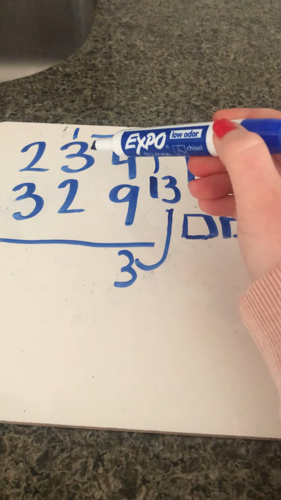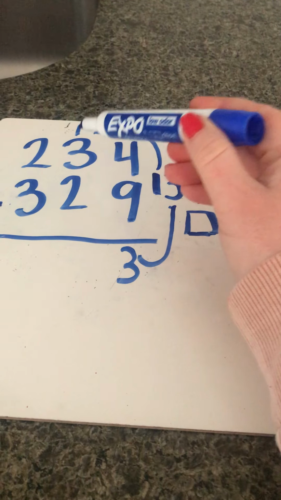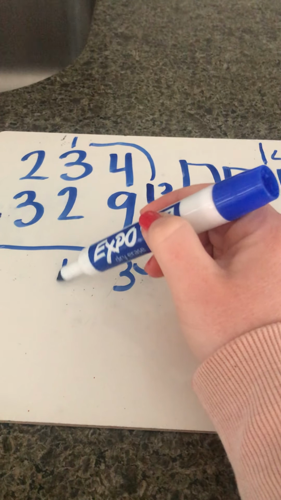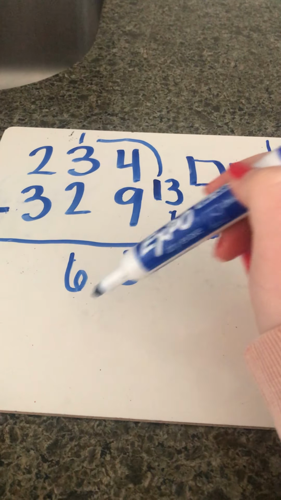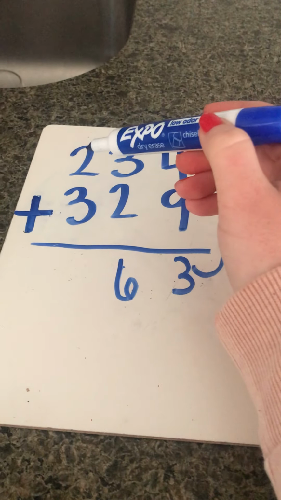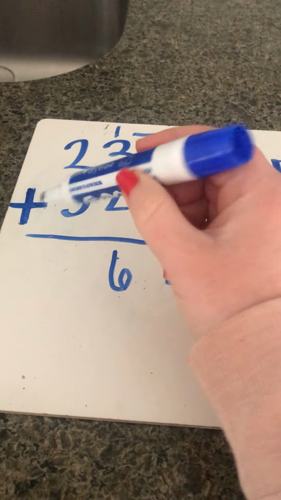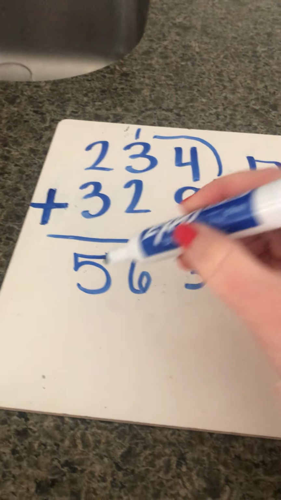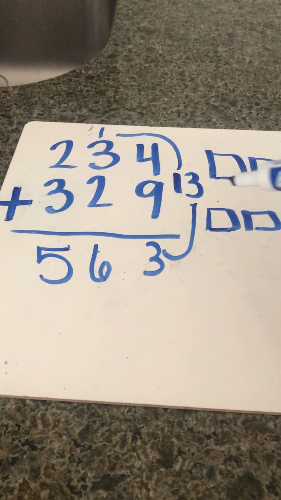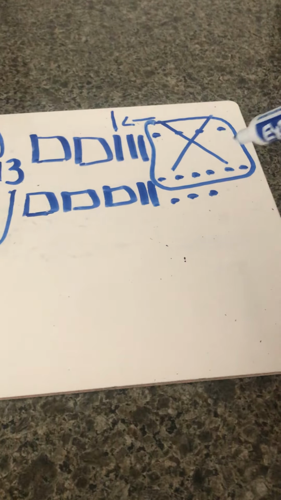So then I add my tens place. 3 plus 2 plus 1 equals 6. And so this number is not greater than 9, so this number fits in the tens place. And then 2 plus 3 equals 5. 563. Let's see if our problem matches my model.